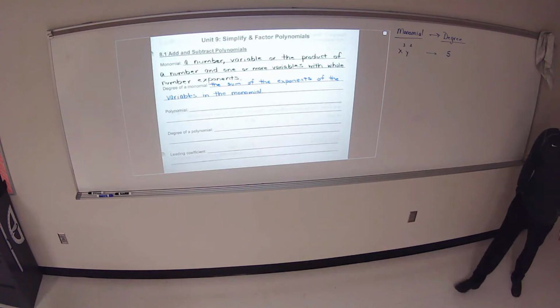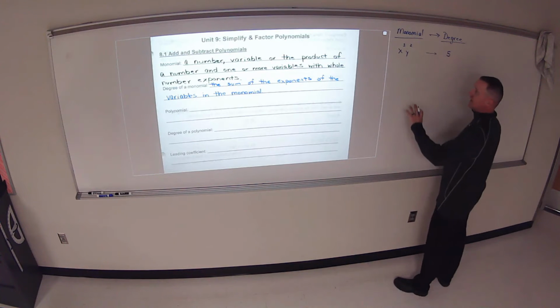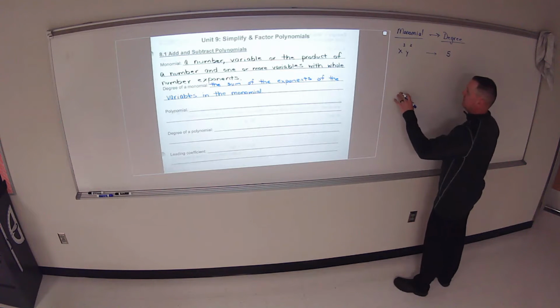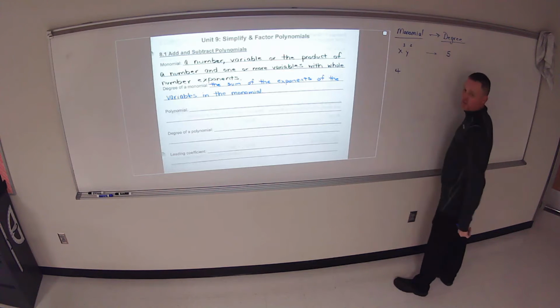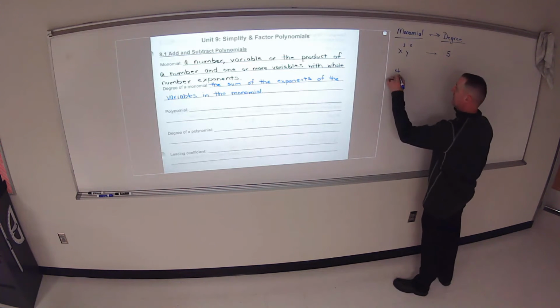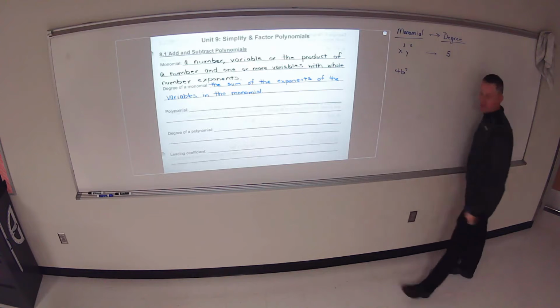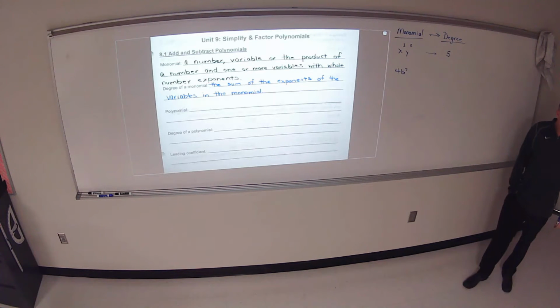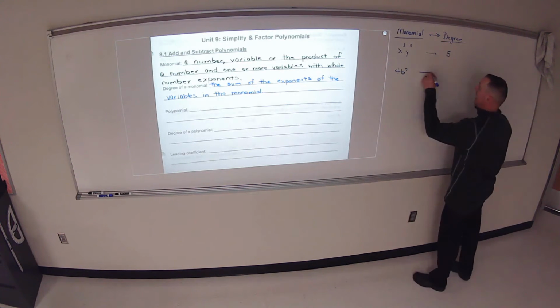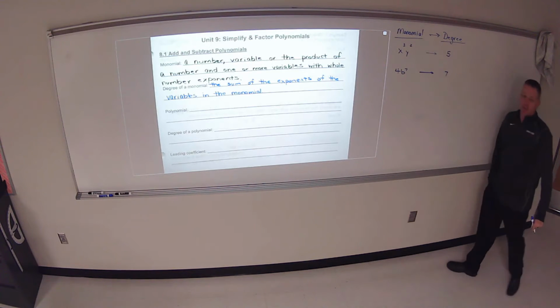Okay? If you have something that's only got one variable, well, let's throw a coefficient in it here. Let's make it 4b to the 7th. We're only looking at the variables and we're only adding together the exponents. Well, in this case, there's only one variable, so there's nothing really to add together in this problem. This should have a degree of 7.